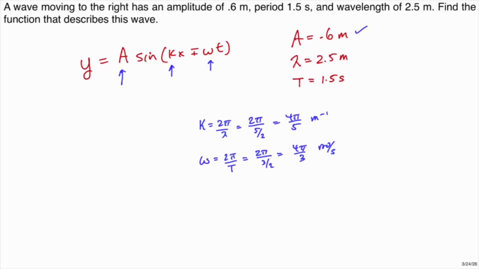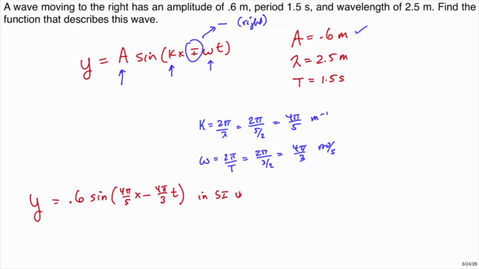Okay, so now that I have all these numbers, I can chuck them in, right? This is going to be 0.6 sine or cosine. I'm not going to worry you guys over picking the right one. K, 4 pi over 5, x, that's the variable. Ooh, plus or minus? How do you know it's minus? It's going to the right. Okay, so kx minus 4 pi over 3 t, and then you say in SI units.